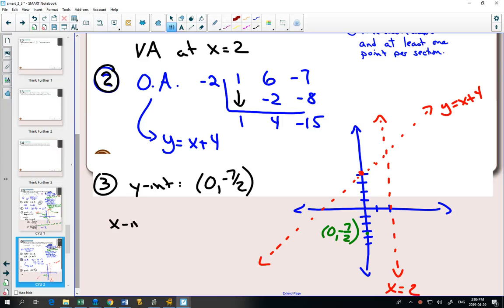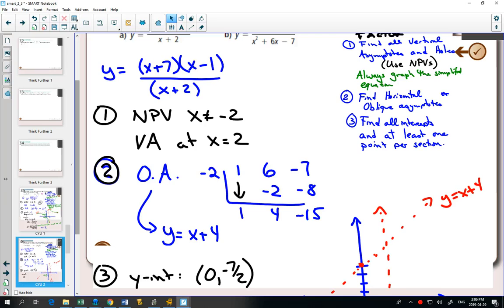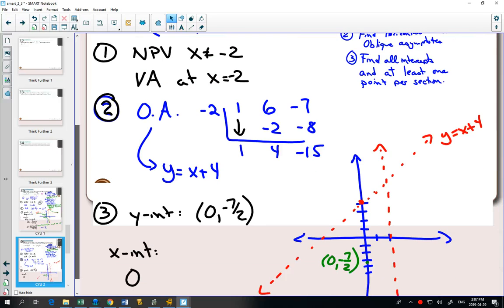For your x-intercepts, yes? Was it -2 as a non-permissible value? I might have made that mistake. That's very likely. Yeah, x can't equal -2. Sorry, vertical asymptote will be at -2. I'm sorry. Thank you for noticing that.